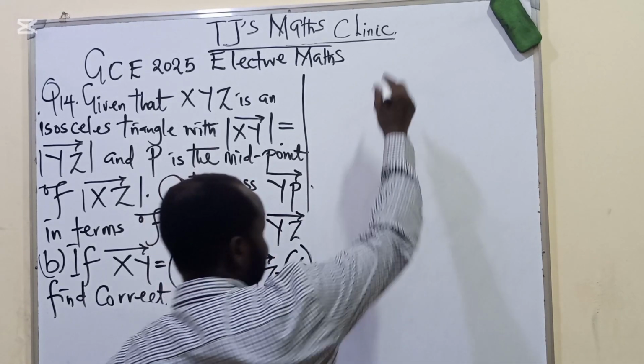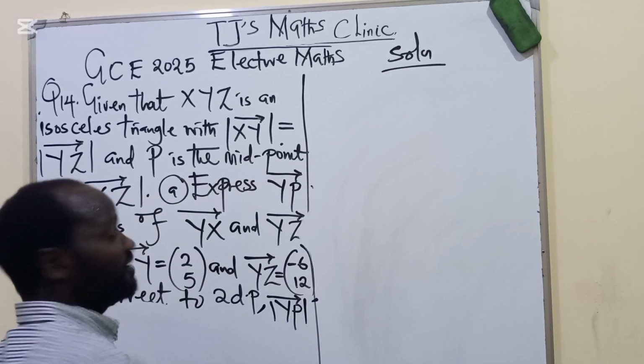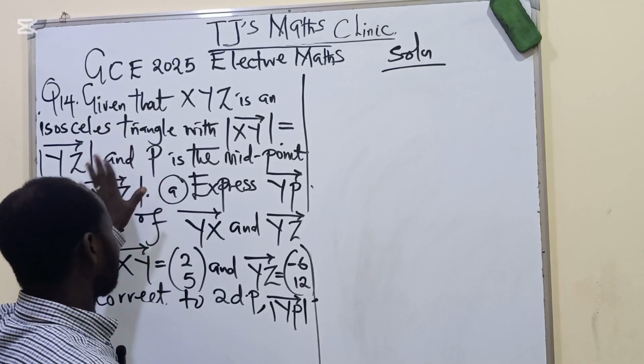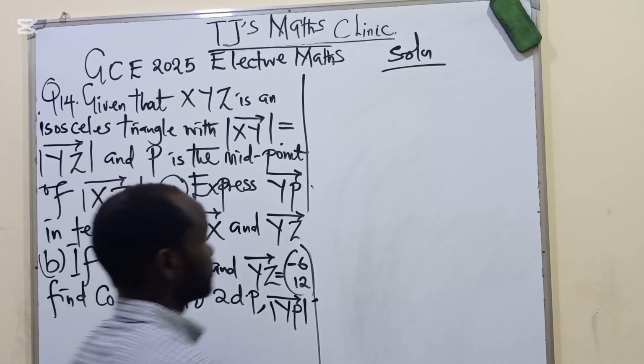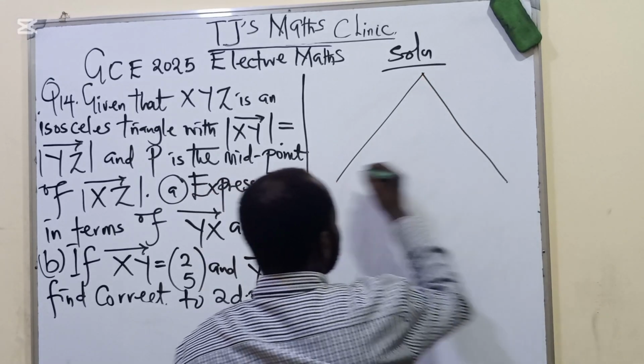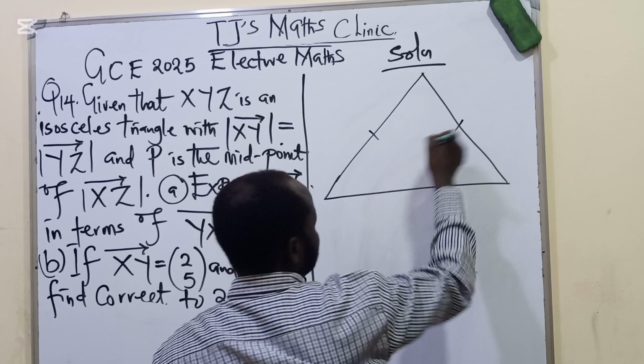This is from Vectors and Mechanics. Let's write down the solution. We have to apply the triangular law of vector addition since we are talking about an isosceles triangle. So suppose we have a triangle like this. This will be the same.